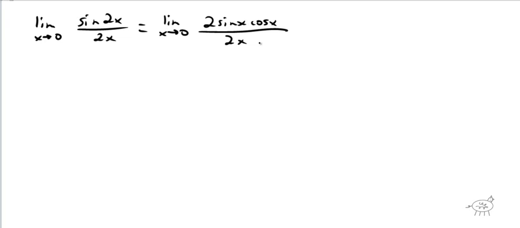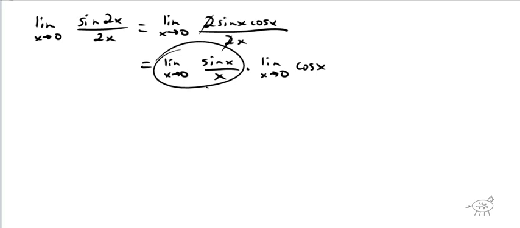over 2x. Well, that's pretty sweet because the 2's cancel, and you can see I have a sine of x over x. That's pretty important. So I can say limit as x approaches 0 of sine of x over x times limit as x approaches 0 of cosine of x. The top and the bottom are equal now, and we already know this by definition. It's equal to 1. And what's limit as x approaches 0 of cosine of x? Well, what's cosine of 0? It's 1. So 1 times 1 is 1.